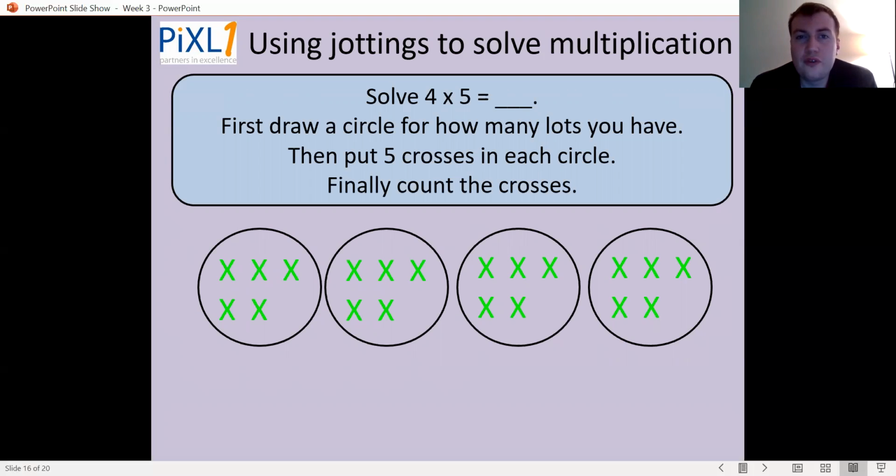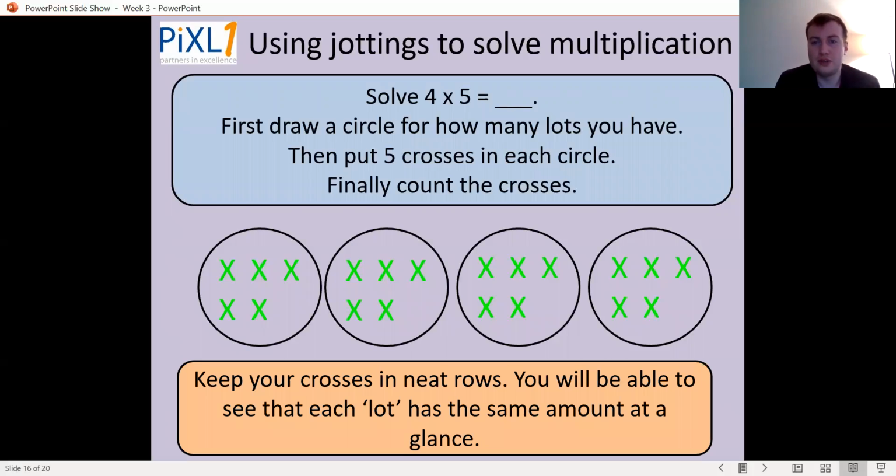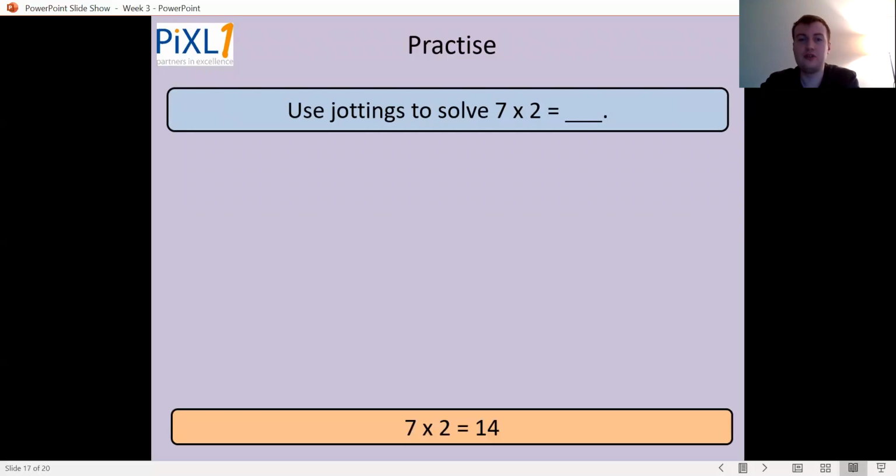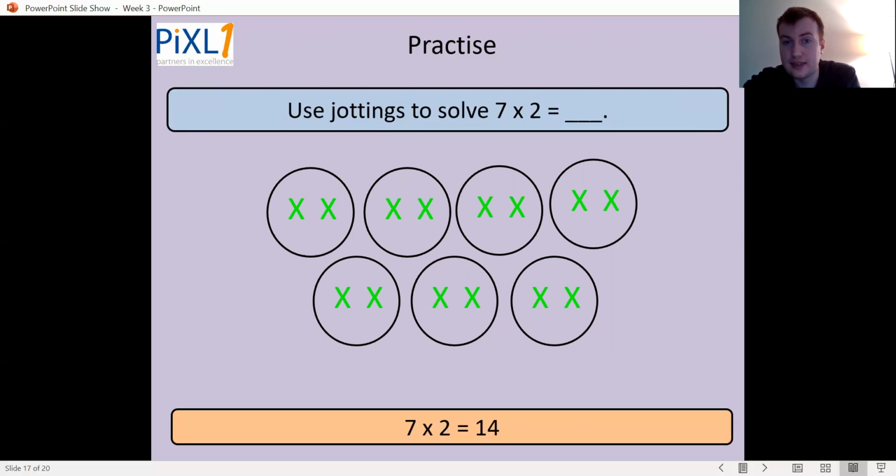Okay, so this says solve 4 times 5. This is the method that a lot of us use, where we've drawn our groups and put dots, or used crosses in each circle. So we've done 4 circles with 5 dots in each, counted them all up, and the answer you would get is 20. Okay, so use that method, you might have been using it already, to solve 7 times 2. Off you go. Pause the video. Okay, so hopefully you did 7 groups with 2 dots in each and got the answer 14, just like that.